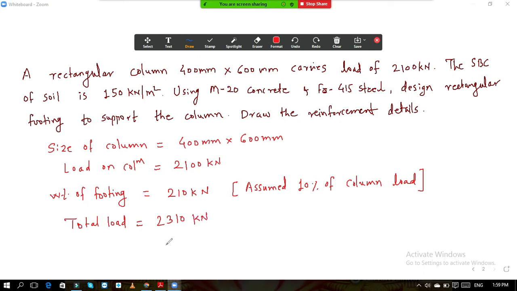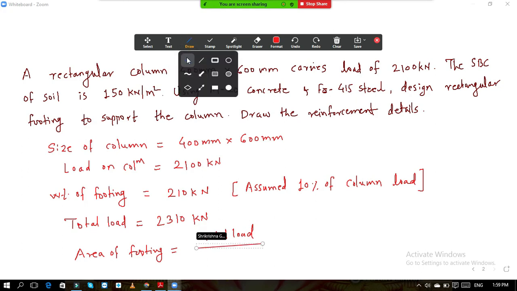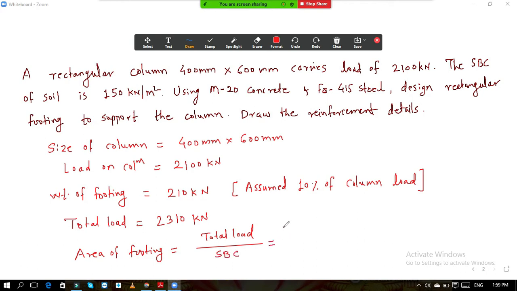2310 kilonewton. After this we will find out the area of footing. You can refer to the steps of the previous numerical. Area of footing is total load divided by safe bearing capacity, which is equal to, what is the total load? 2310 divided by 150 safe bearing capacity. So how much is it? 15.4 meters square.